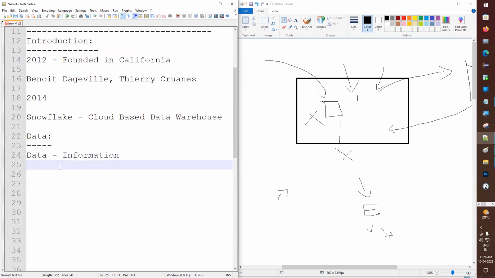Previously, an asset meant whatever we have in our hand, like land or a car. But today data is an asset. If you know the data, you can start doing business or sell something. So this is what data is.